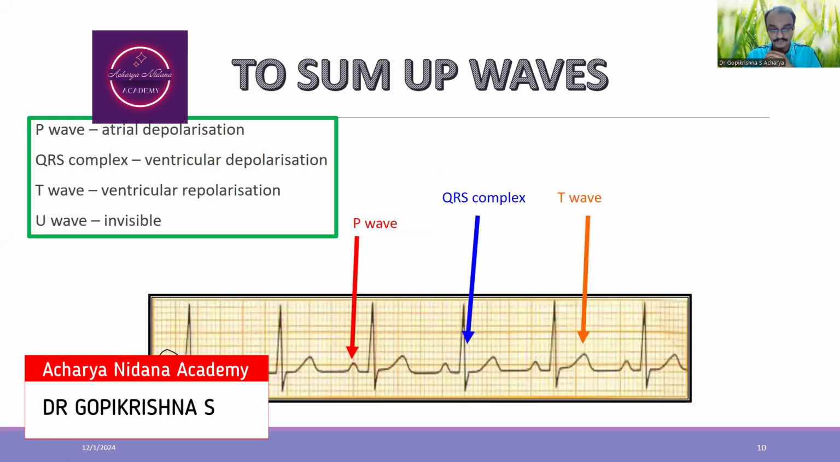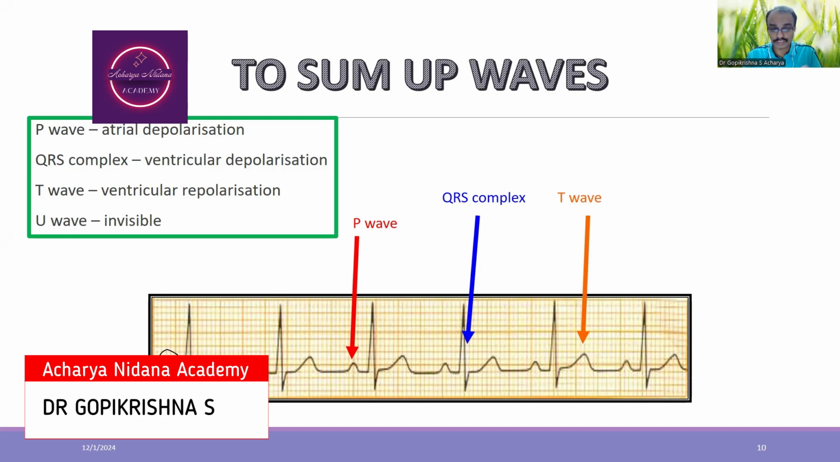To sum up, the P wave represents atrial depolarization, whereas the QRS complex represents ventricular depolarization. The T wave represents ventricular repolarization, whereas U waves are normally not visible. If at all they are visible, they are going to be visible in the chest leads, which we are going to learn in the coming days.